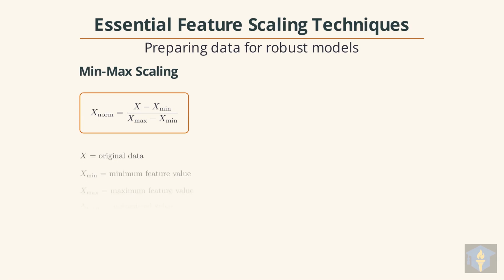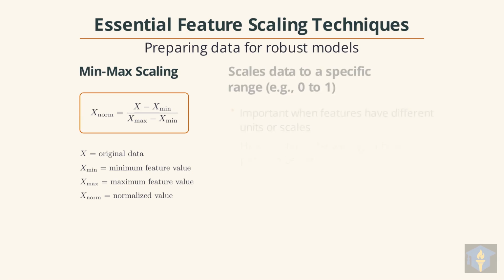Here, x represents your original data point, or feature value that you want to scale. X-min is the smallest value found within that particular feature across your dataset, and X-max is the largest value observed for that same feature in your entire dataset. Finally, X-norm is the resulting normalized value after applying the min-max scaling transformation.